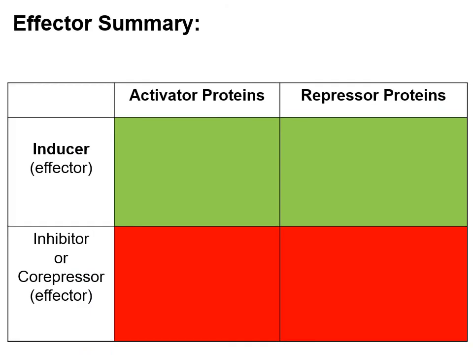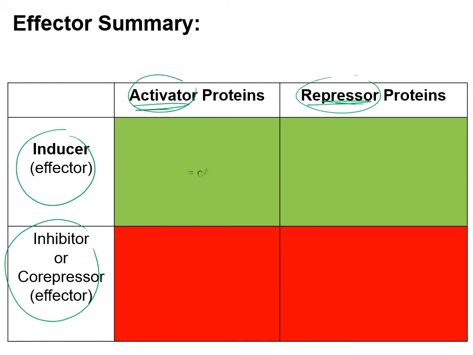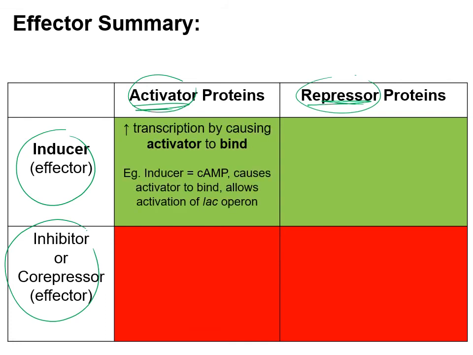To summarize, we've got our four different situations here. We have inducers, which can work on either activators or repressors, and we have inhibitors and co-repressors that again can act on either activators or repressors. If we have an inducer working on an activator protein, we get an increase in transcription. So more transcription. The activator is turned on by that inducer. One example of this is cAMP, which can activate the lac operon. We'll see that as an example later.